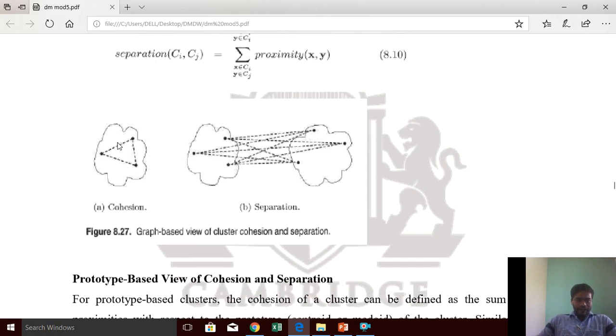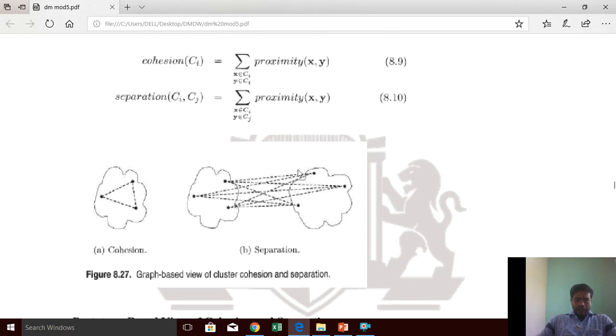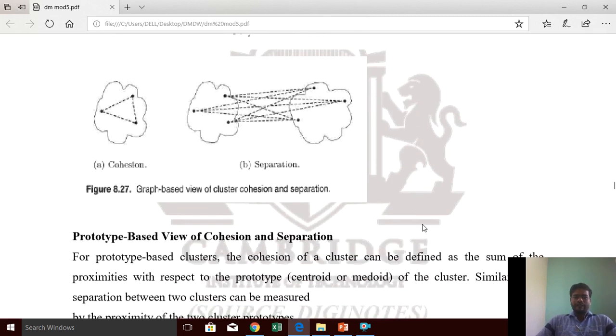Here we have one cluster, and we are finding how closely the links connect the different points. How closely the points in the cluster are connected to one another, that is cohesion. Then separation: this point is connected to this point in three different ways, here to here, here to here, and here to here. Three connections from one point to another point. Take the average of these and find out how differently they are connected.